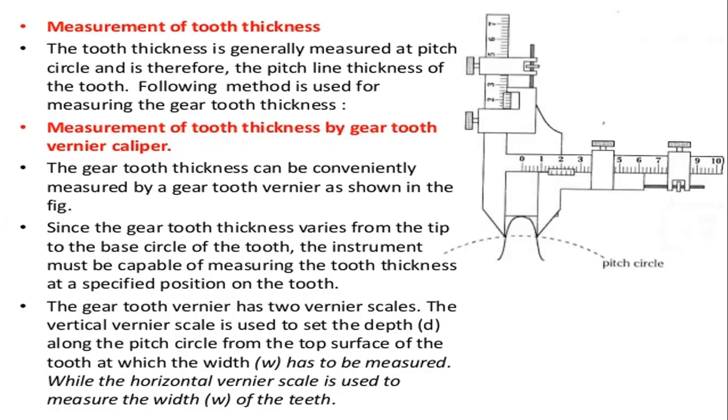And the tooth thickness is generally measured at the pitch circle and is therefore the pitch line thickness of the tooth. So this is considered to be the pitch line thickness, in which we are using the pitch circle as the base. And the following method is used for measuring gear tooth thickness. Generally this method is to be used.